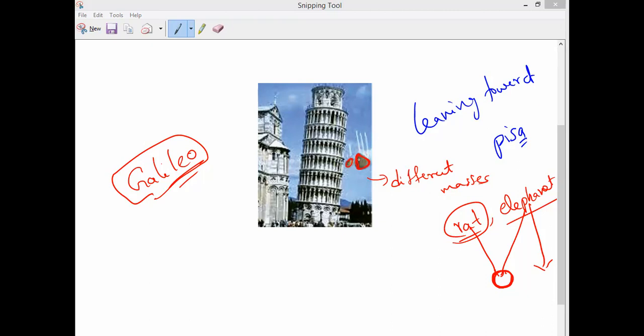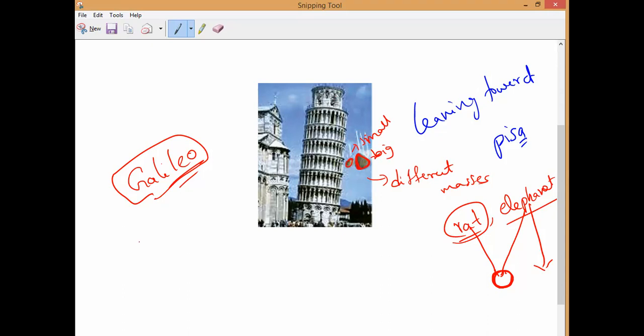Galileo observed from the Leaning Tower of Pisa that both stones, one big stone and one small stone, dropped at a time, hit the ground at the same time. So what is happening? The acceleration of a freely falling object does not depend on the mass of the object. That is what he concluded, and he did the experiment several times.